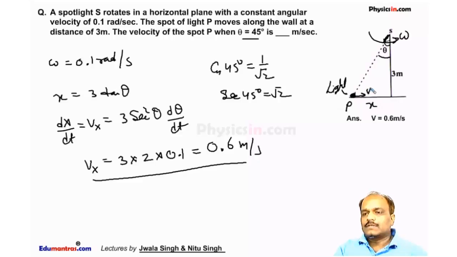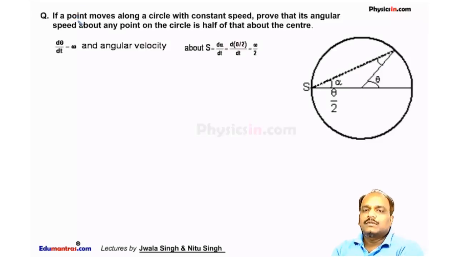This is Vx. Now, if a point moves along a circle with constant speed, suppose this is a point P which moves in a circle with constant speed V0, then prove that the angular speed at any point on the circle is half of that about the center. Let this be the center and this is the point on the circle. Now this angle is alpha, this angle is alpha, and let this angle be theta.